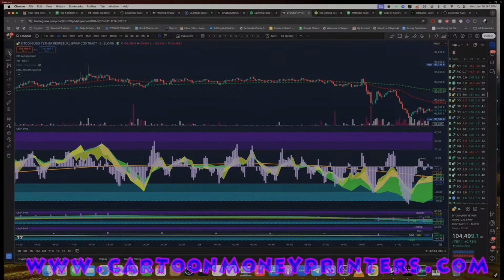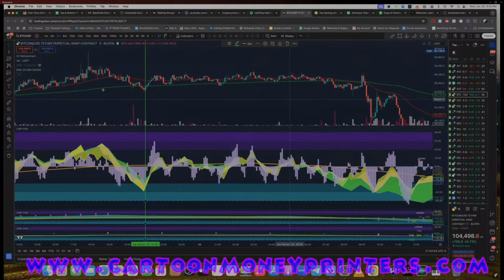All right, this fits the rules. Most of the ribbon is oversold. 5-minute turn. 4 hour is clearly in an uptrend. And let's see what this one gave us. This one got us in at the bottom here.